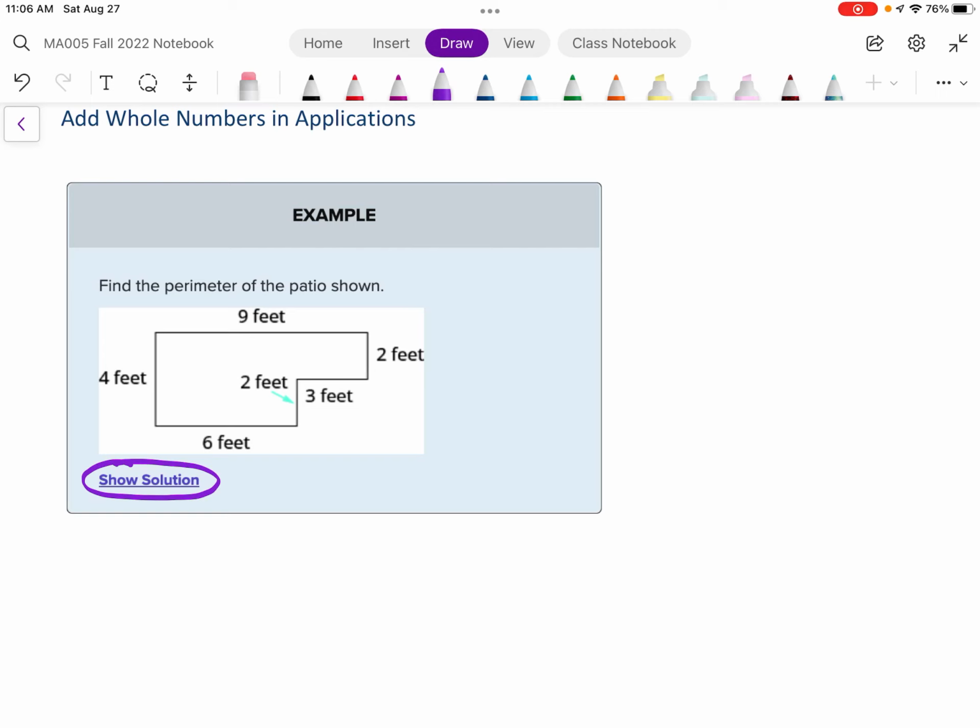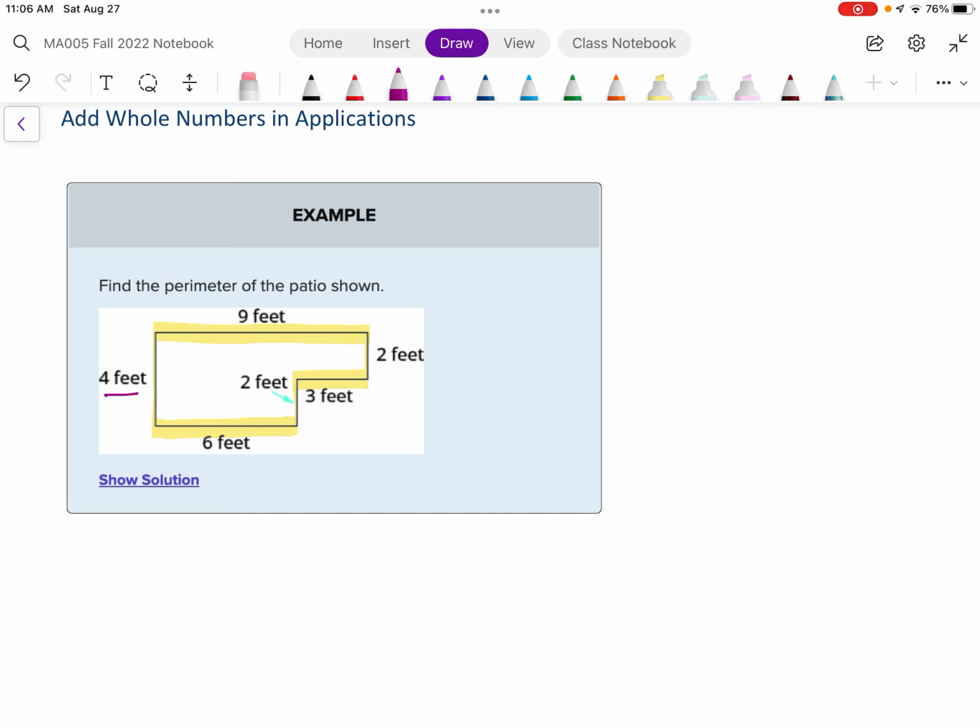Find the perimeter of the patio shown. First, you want to make sure everything is in feet and you're not being tricked. Nothing is in inches or yards or anything like that. Now that it is, you can make sure every side is being given to you. This is 6, this is 4, this is 9, this is 2, this is 3, and this is 2. So there's nothing missing. We don't have to fill in any gaps, because we can add things up and figure out what any missing parts would be, as long as there's not too many missing parts. So you would just add it all up.